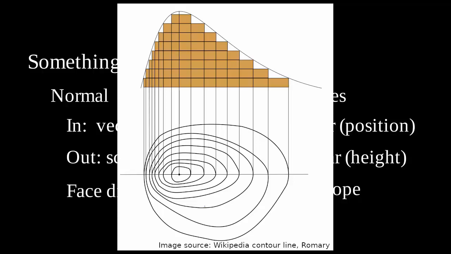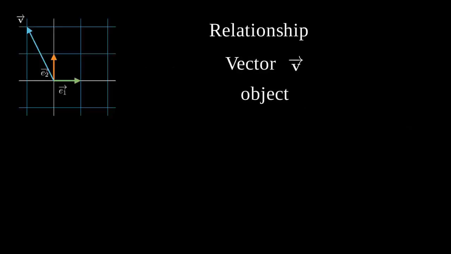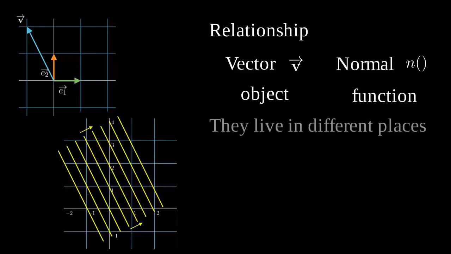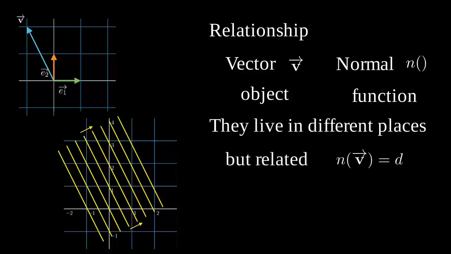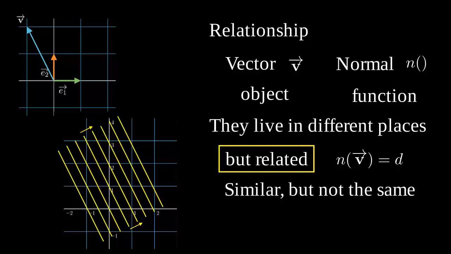Now you compare between vector and normal. Normal and vector are very similar. That's the reason you thought they are the same kind. A vector is probably an object. You still don't know what exactly the vector is. A normal is a function. You know that. A vector is not a function. That means they live in different places, but they have a relationship like this. You think they are similar, but not the same. The clue is a relationship. You hope this clue gives you something.